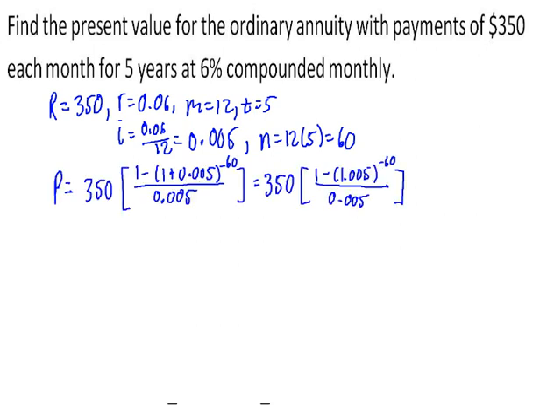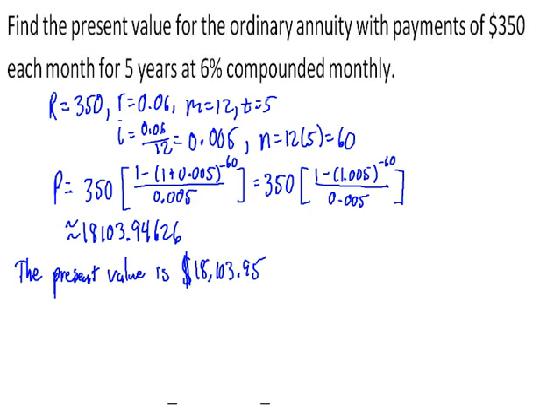So the present value would be equal to 350 times the quantity 1 minus 1 plus 0.005 raised to the negative 60, all over 0.005. Adding the 1 plus 0.005, you get 1.005. Now it's just a matter of plugging this into your calculator. When I plug that into my calculator, I get approximately 18,103.94626. Rounding to the nearest cent, the present value is approximately $18,103.95. Now, this doesn't take into account some of the other fees that they charge, but this does give us an approximation.